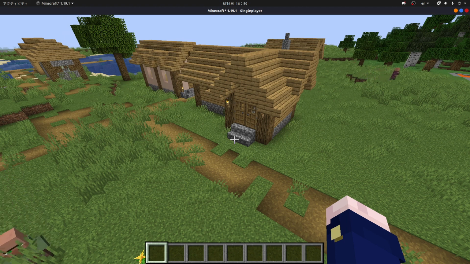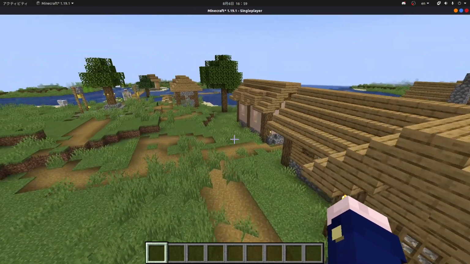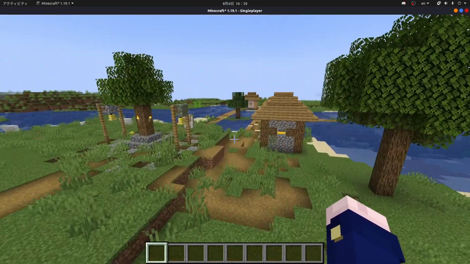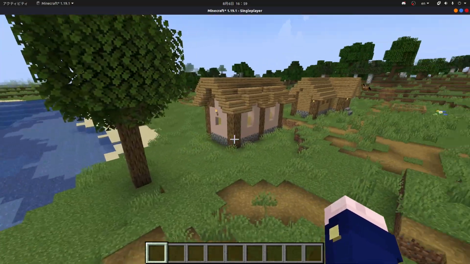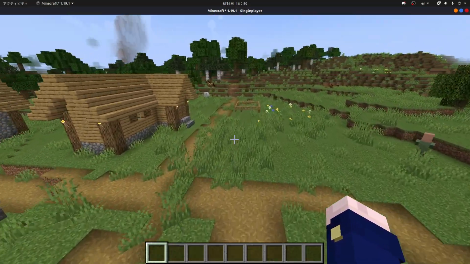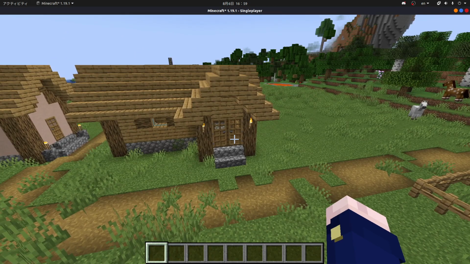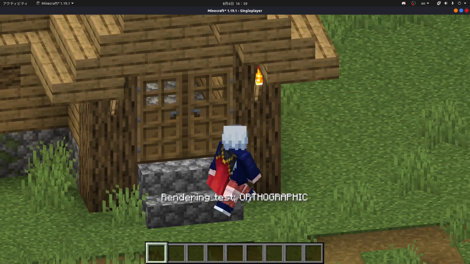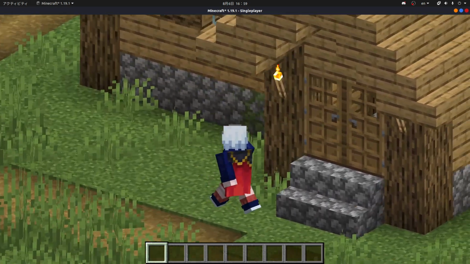So I made a bunch of rendering experiments using modded Minecraft. These rendering experiments look pretty cool, and I haven't personally seen anything quite like them before. The first rendering experiment I would like to show is orthographic projection.